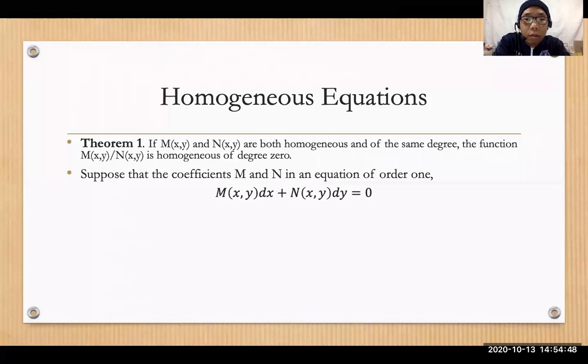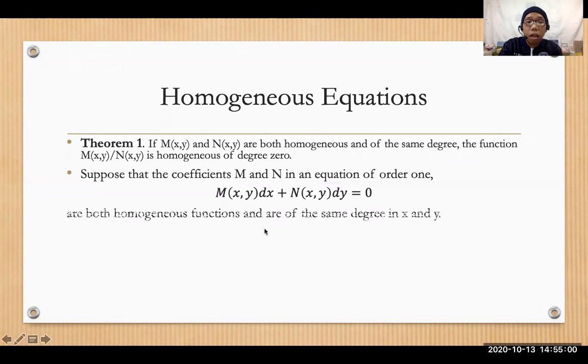Now suppose we have this first order equation, M times dx plus N times dy equal to 0. And these coefficients, these functions M and N, are homogeneous functions and of the same degree. Okay, remember, the degree needs to be the same. Then we call it a homogeneous equation. Another way is that if you take the ratio, M over N, the result has degree 0. That is a homogeneous differential equation.